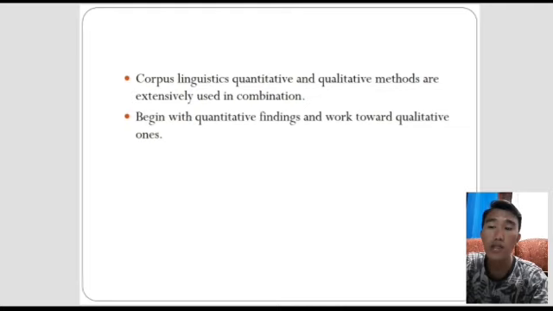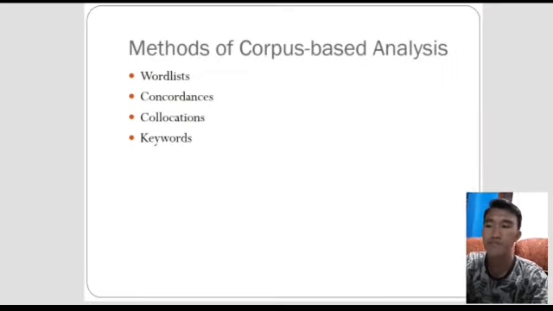And also in corpus linguistics, qualitative and quantitative methods are extensively used in combination. So quali and quanti relate to each other, they combine to get a better result. So begin with quantitative findings first and work toward qualitative ones.